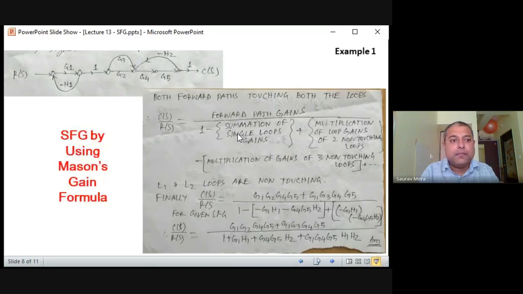So how many loops are there? First is minus G1H1. So I'm writing minus G1H1. Please don't make mistakes in symbols. You make a lot of mistakes in symbols. So for the numerator, just see what are the individual loops. There are two forward paths. There is no loop in the numerator, only two forward paths. So they are added. And both these forward paths are touching all the loops. So in that case, this example is easy.